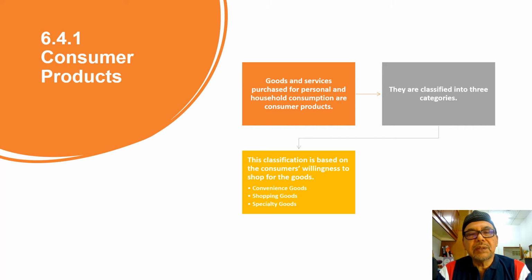The earlier one was industrial product. Goods and services purchased for personal and household consumption are consumer product. Either you use it for your own use or for house use. Let's say you buy a refrigerator, an icebox, to use in the house. That is also called consumer product because you use it in the household, not to produce another product.